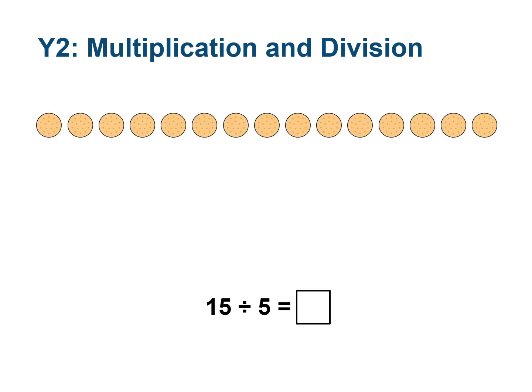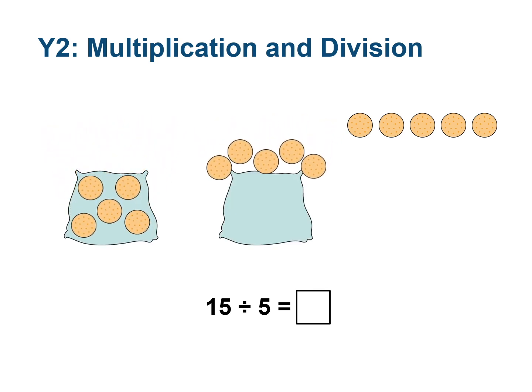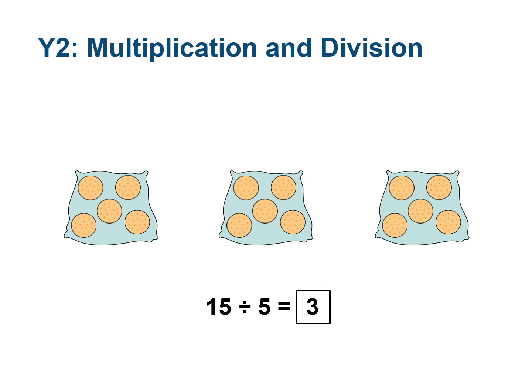Pupils also need to be taught that dividing a total into equal groups can be represented with the division equation. 15 divided into groups of 5 is 1 group of 5, 2 groups of 5, 3 groups of 5. 15 biscuits divided into groups of 5 is 3 groups.